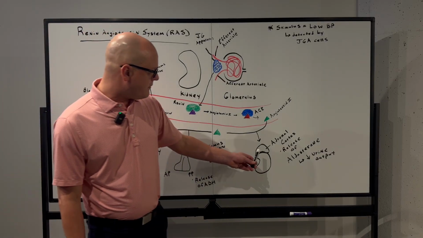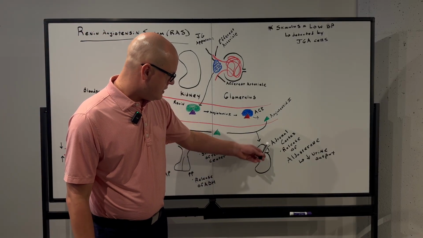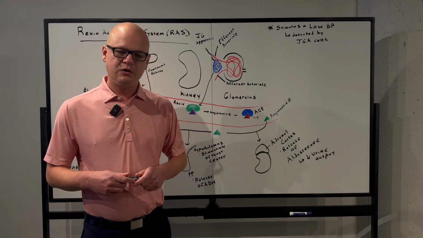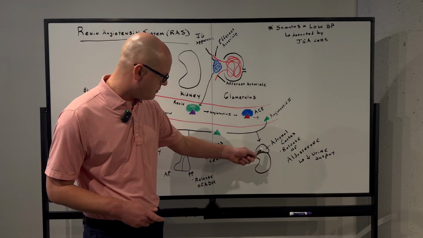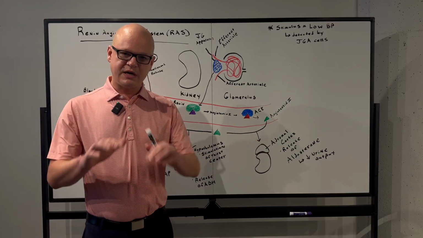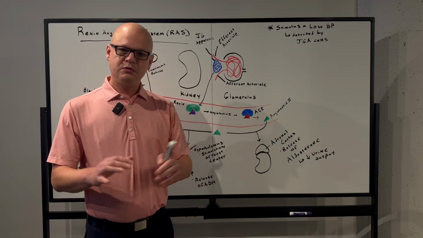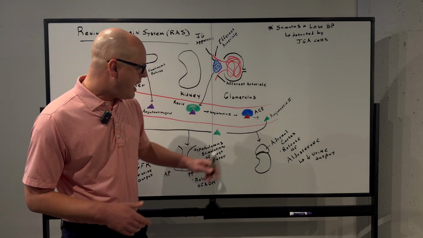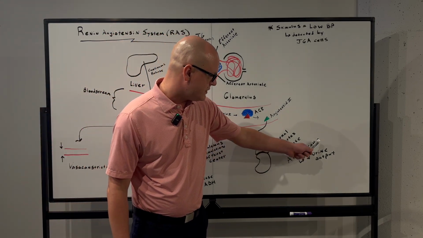And then finally, at the adrenal cortex, so this is the suprarenal gland. There are the two components of the adrenal gland. There's the medulla that is located more centrally, and the cortex, which is like the bark of a tree, the outer layer of the adrenal gland. And that's going to release aldosterone.